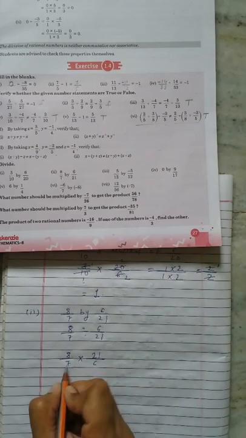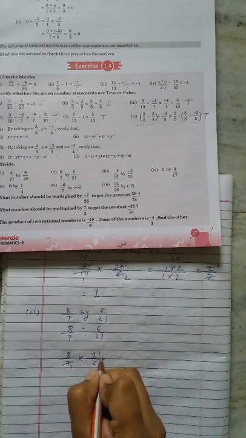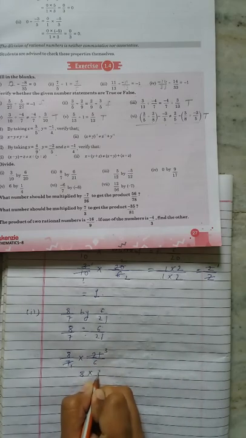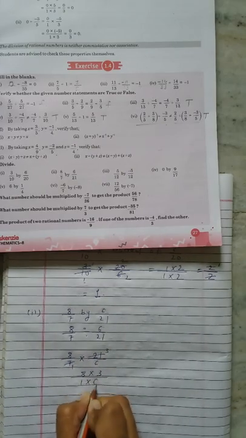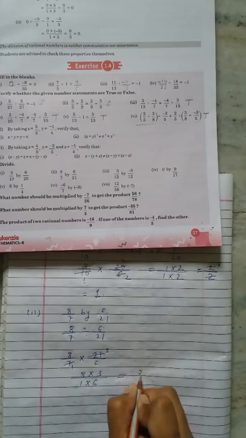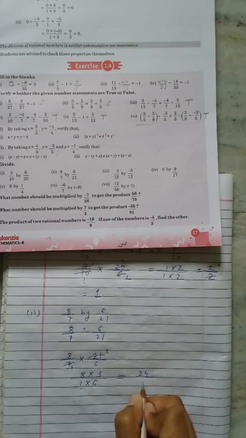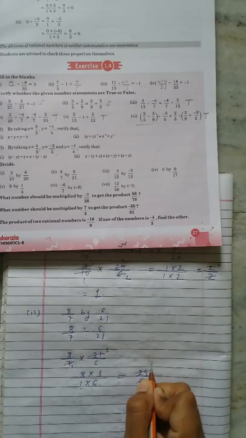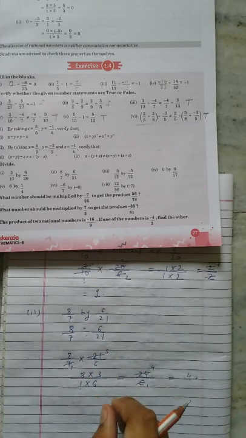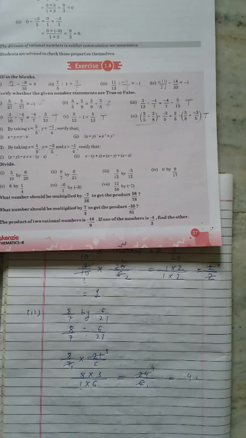Okay, now solve this. 7 ones are 7, 7 threes are 21. So we will write here 8 multiplied by 3 and 1 multiplied by 6. Okay, now 8 threes are 24 and 6 ones are 6. So 6 ones are 6 and 6 fours are 24. So we will write here 4. So this is your answer. Okay, understand?